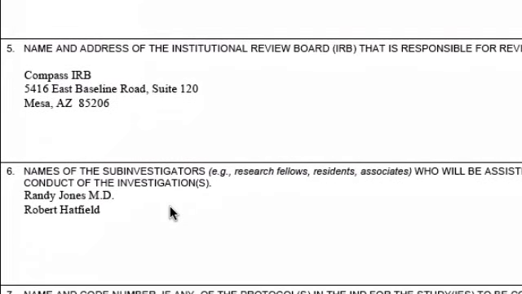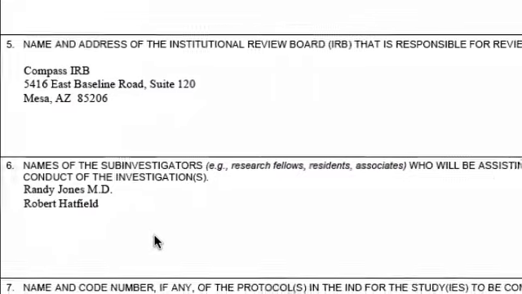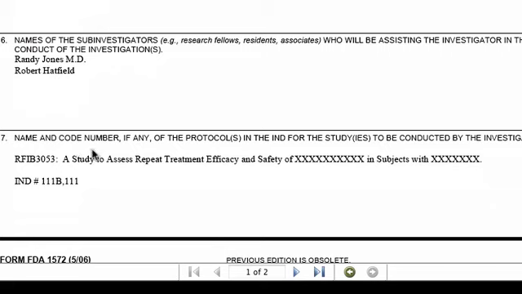Box 6 will be placing any sub-investigators' names that would be participating in the study. As you can see here, we have some investigators, and sometimes the sponsor requests that the coordinators will also be listed here, but this is maybe only 1 or 2% of the time. Box 7 indicates the name of the study. We've blanked out any information that would be related to this particular study, and the IND number.